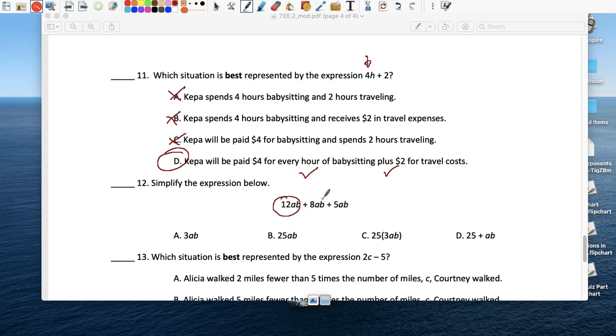Combine like terms again. This is an AB and this is an AB. Actually, they're all AB, so they're all like terms. When you're combining, you look at the coefficients, the 12, the 8, and the 5. Thankfully, they're all positive, so we're just adding. So 12 and 8 is 20, plus 5 is 25. 25 AB.